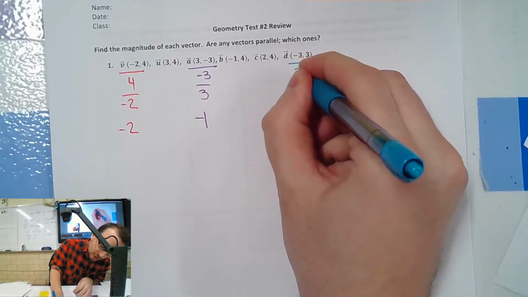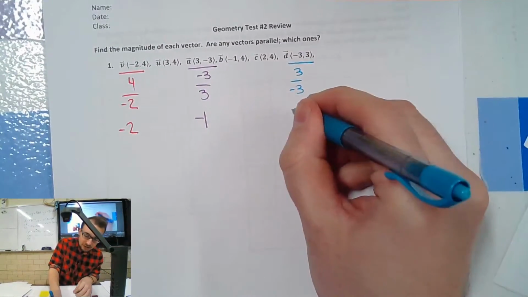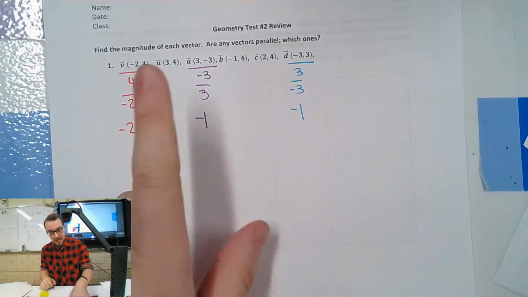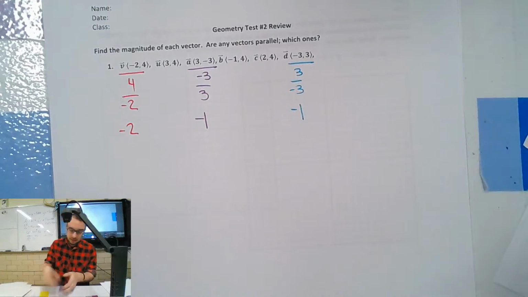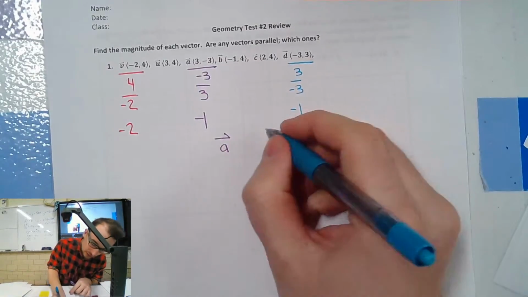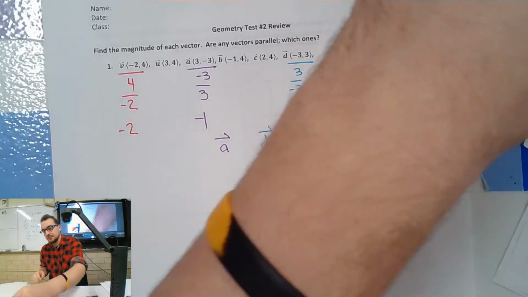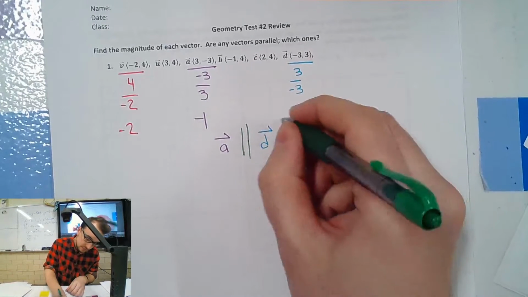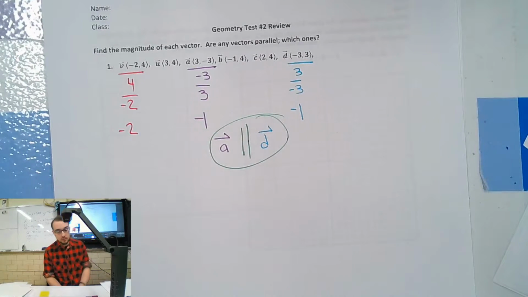Notice that 3 over -3 for vector D also simplifies to -1, which means that A and D will be parallel. So I'm going to write that like this. Vector A is parallel to vector D. Are there others that are parallel? Probably. Maybe, maybe not. See, off the top of my head, -2, 4, 4, -1. Doesn't look like any of the other ones are parallel, but you can correct me if I'm wrong.